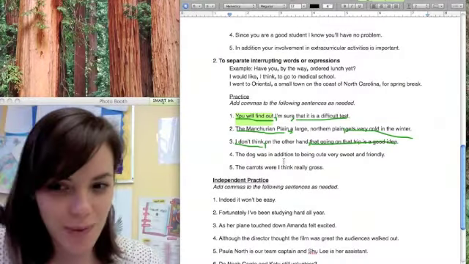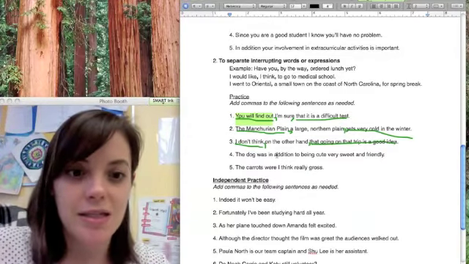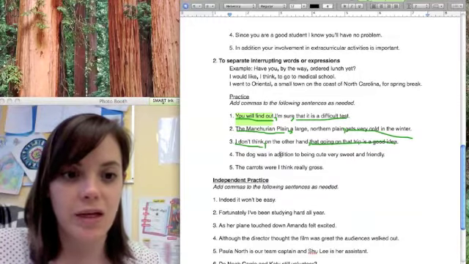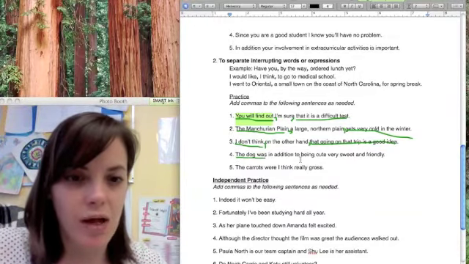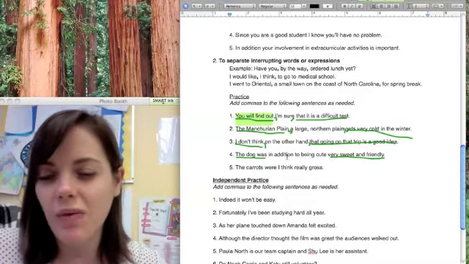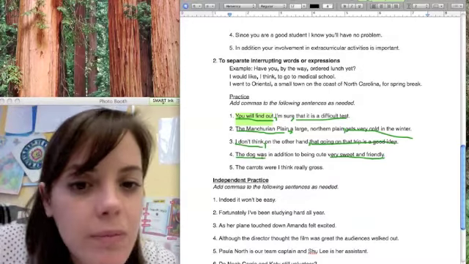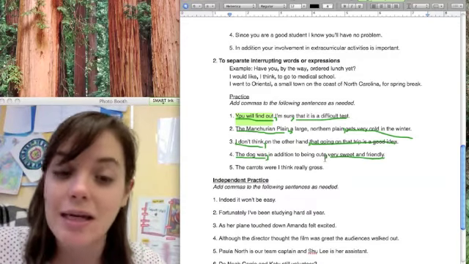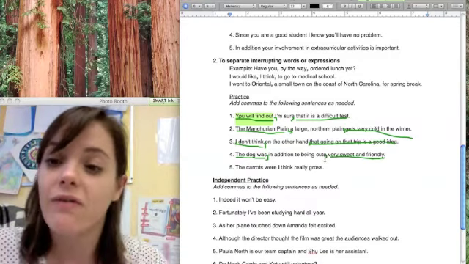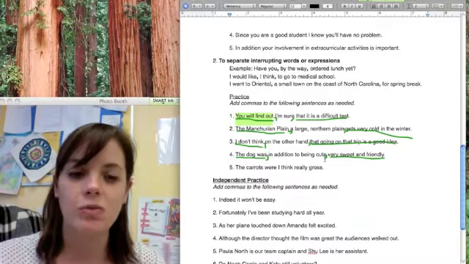All right, hopefully we had a chance to do that. Let's take a look. The dog was, in addition to being cute, very sweet and friendly. All right, so it looks like our main thing they're trying to say is the dog was very sweet and friendly, which we can tell because of this "in addition." This is an addition. So I want to put commas on either side of that. So the dog was, comma, in addition to being cute, comma, very sweet and friendly. They just had to interrupt themselves to tell you more about this cute, sweet dog.